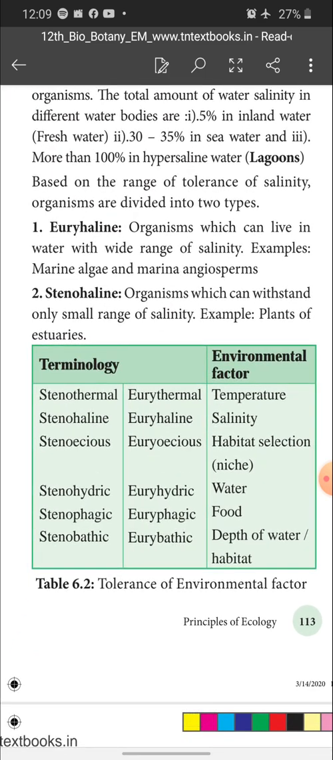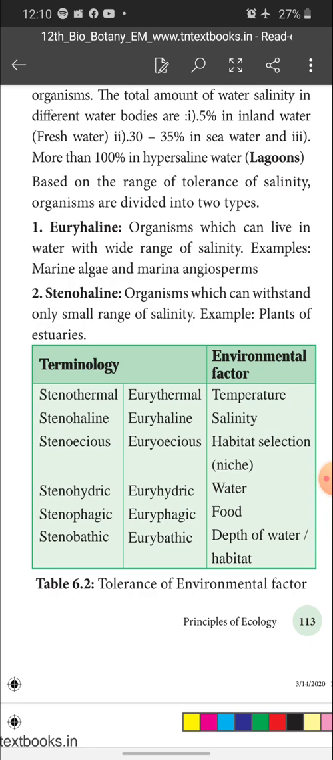See, stenothermal and eurythermal. What are they related with? Temperature. They are environmental terms related with temperature, which we have already discussed under the topic temperature. So the next one is stenohaline and euryhaline, which is based on salinity.